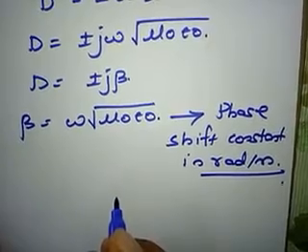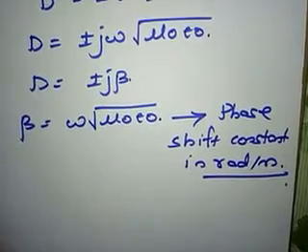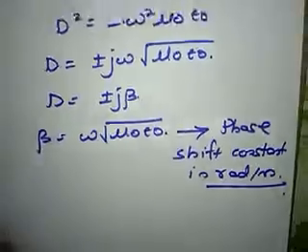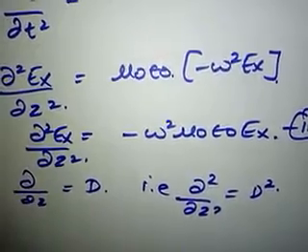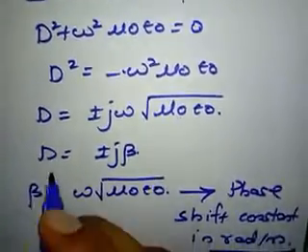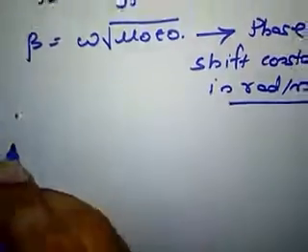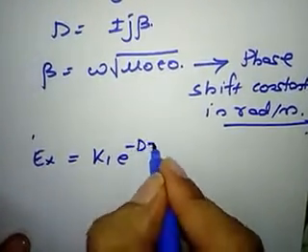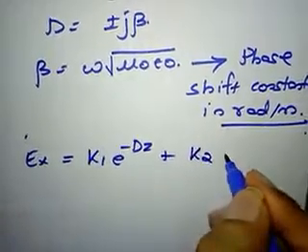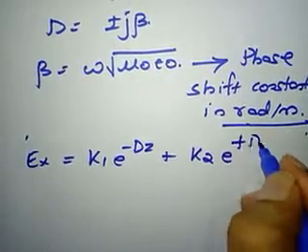Okay, hence the solution of the equation. We have to find the solution of the equation from where we got the auxiliary equation, that is equation number 11. The solution is given by Ex. How to write the solution in terms of the differential operator? Ex is equal to k1 e raised to minus dz plus k2 into e raised to plus dz, right?